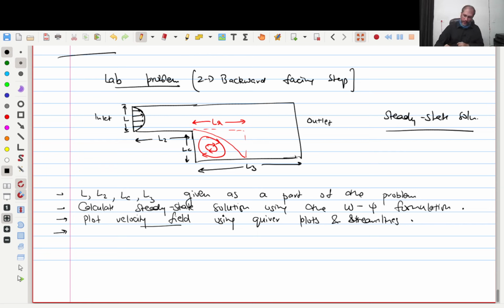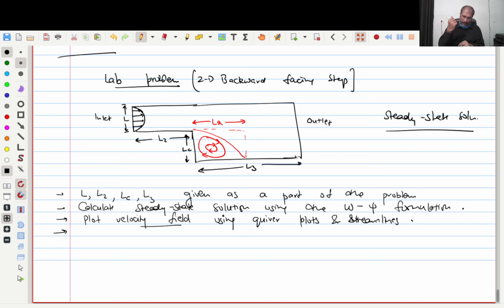Now the other thing is to get some integral quantities. One thing you will want to know is the length of the recirculation zone, that is LR. So how do we know the value of LR? Of course we know the velocity field. One way to do it is to calculate the shear stress on the wall. Just to the right of the recirculation zone, just above the wall, the flow is to the right, and just on the left of the recirculation zone boundary, the flow just above the wall is to the left.